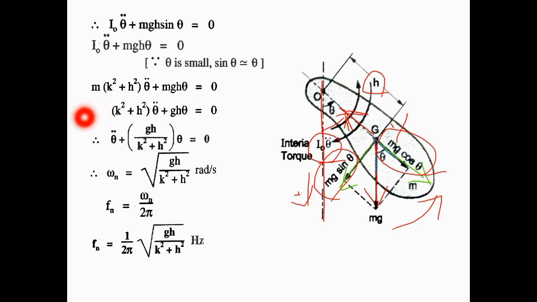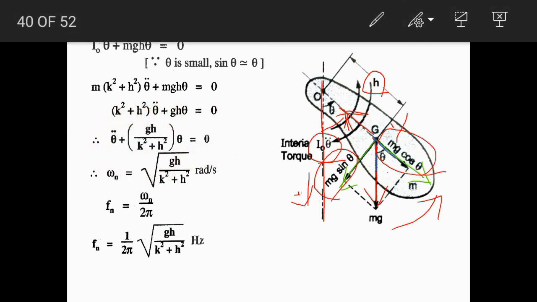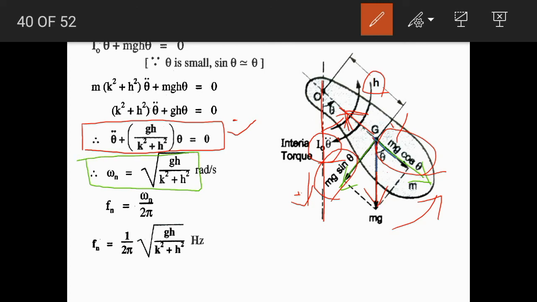So by simplifying the equation we can get the equation of motion as theta double dot plus g into h divided by k square plus h square into theta is equal to 0. So this would be the equation of motion for the compound pendulum. Now by comparing this equation with the equation of motion for simple harmonic motion, we can get omega n is equal to square root of gh divided by k square plus h square radian per second.